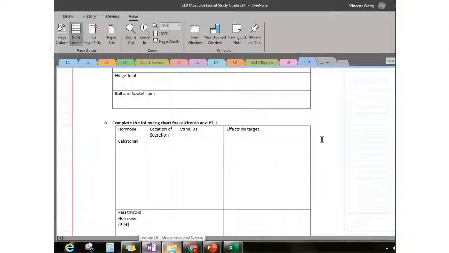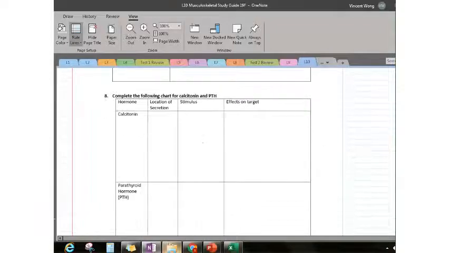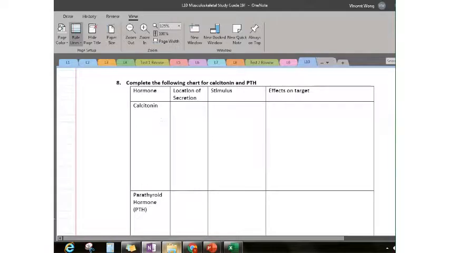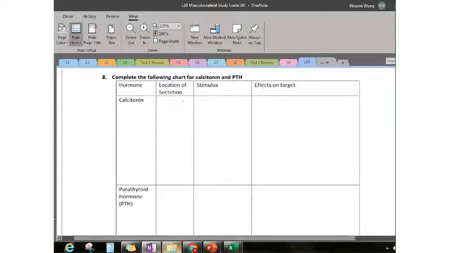So this is the hormone chart on page 65 of your course pack. So let's look at calcitonin. The location of secretion for calcitonin is your thyroid gland. And the stimulus, the trigger for calcitonin, is high calcium level in the blood, or you can say high blood calcium level. Too much calcium. So the way I remember it is if there is an increase in calcium, then you will need calcitonin to bring it back down.